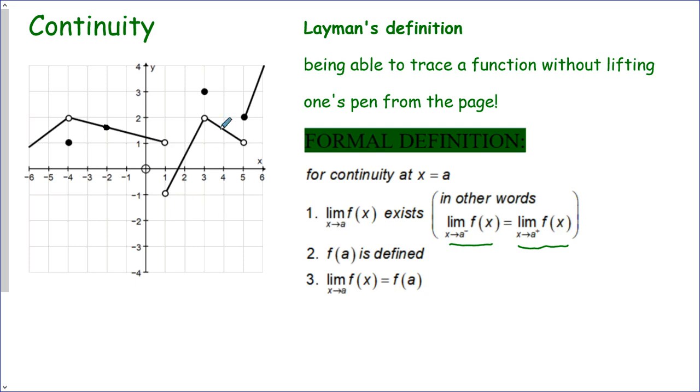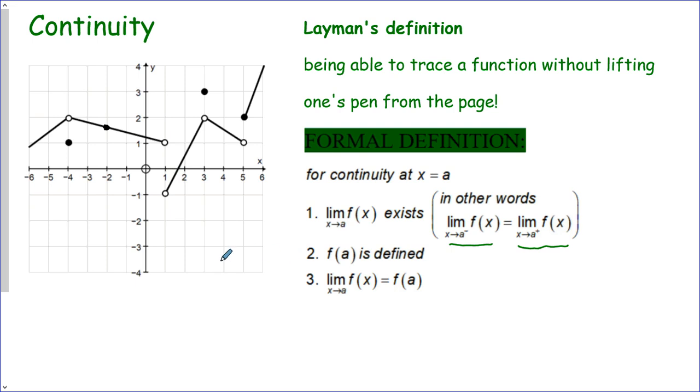Right, at 3, also at 1, the limit doesn't exist because our left and right hand limits are unequal. But in fact, the function is also not defined at 1, so it actually fails part 2 as well.